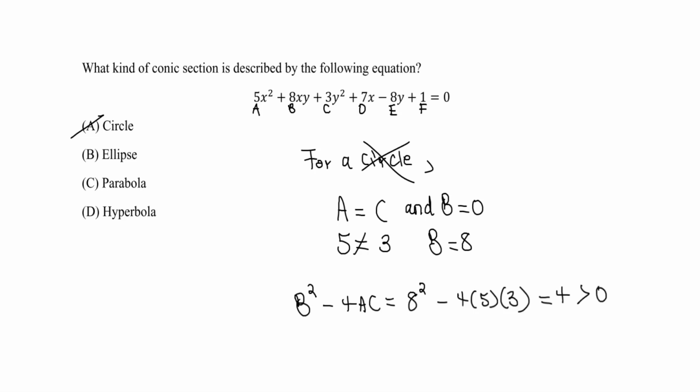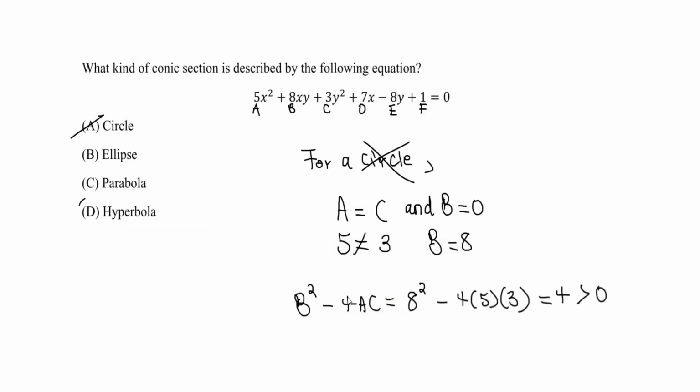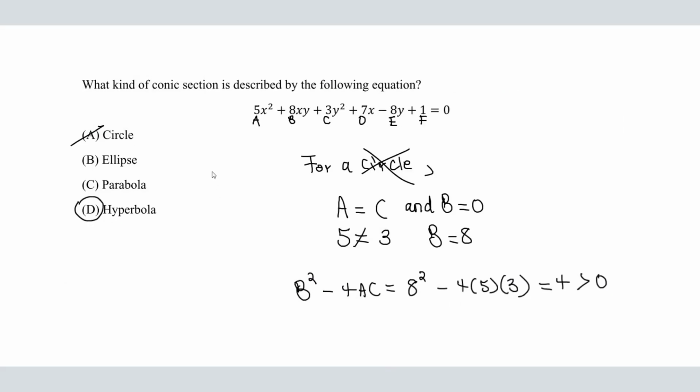If we go back to the handbook, which case is that? It's this. So it's bigger than 0, so we have a hyperbola. And that's all. So our answer should be D. So what we just did was cover an analytic geometry question, and we specifically solved a conic section example.